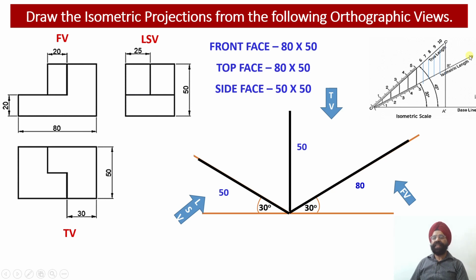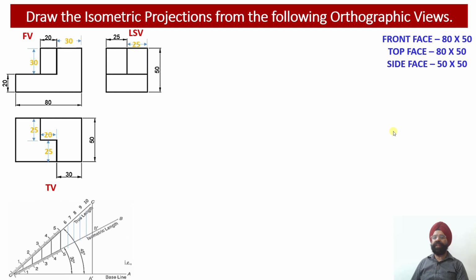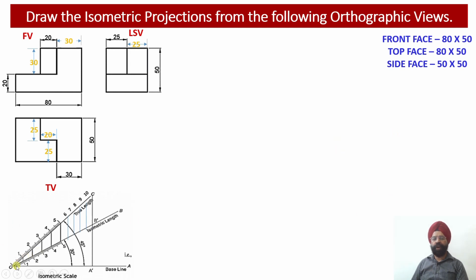And then let us start with working out these projections. While we start with working out the projections, first thing is you convert all these dimensions from the true shape onto the isometric length. That is first thing. Second, we can start with the isometric projections only when we are able to develop proper understanding about the different segments of this particular construction.